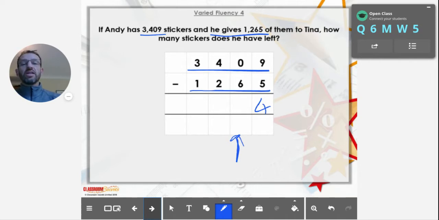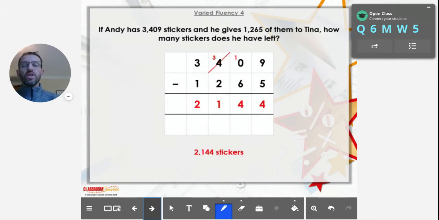Can't do anything here because I can't take 6 away from nothing. I need more than nothing. So I'm going to exchange. I'm going to make that into the 300s. So I can take one of the hundreds across here with the tens. So now I can do 10 take away 6 is 4. That's going to be 1. That's going to be 2. How did we do? 2, 1, double 4. Yes. In your answer, though, you've got to keep the story going.